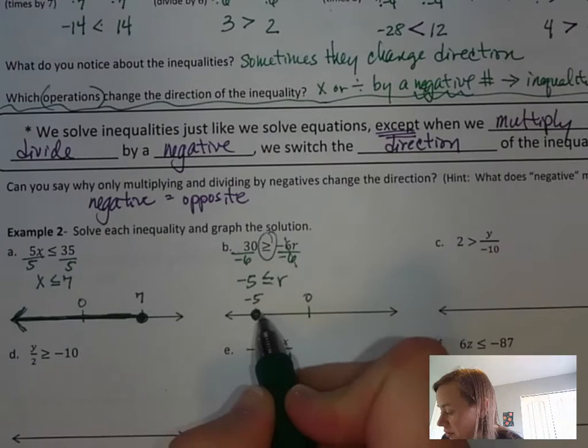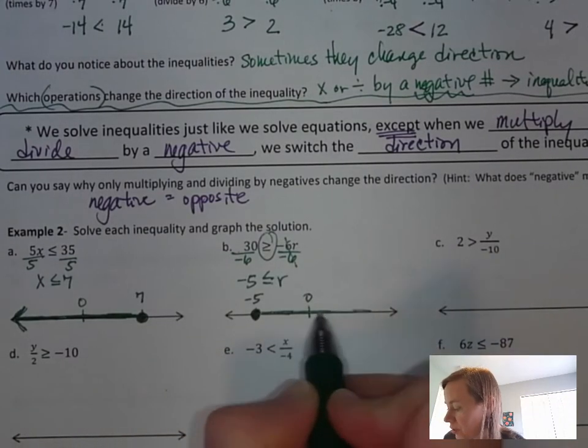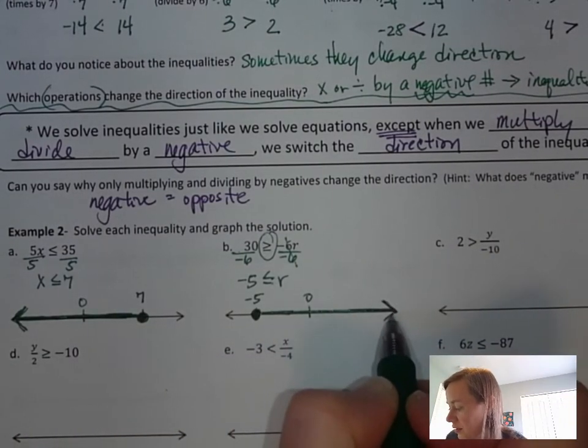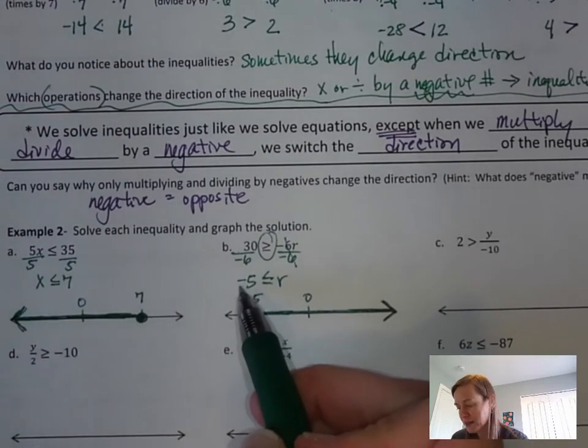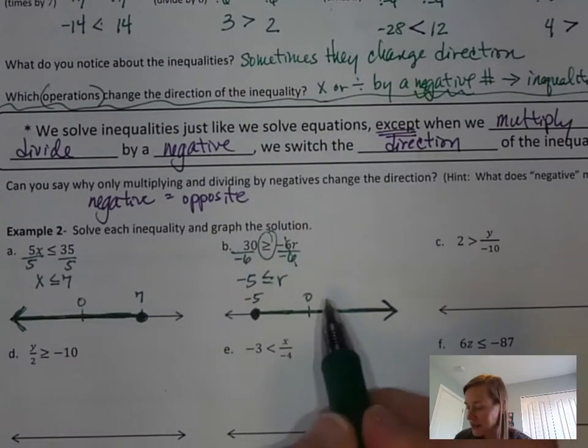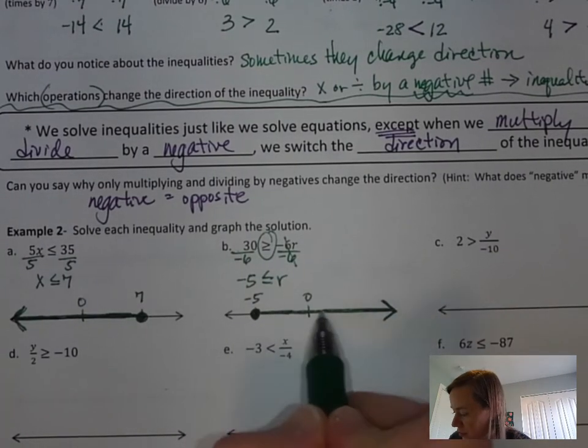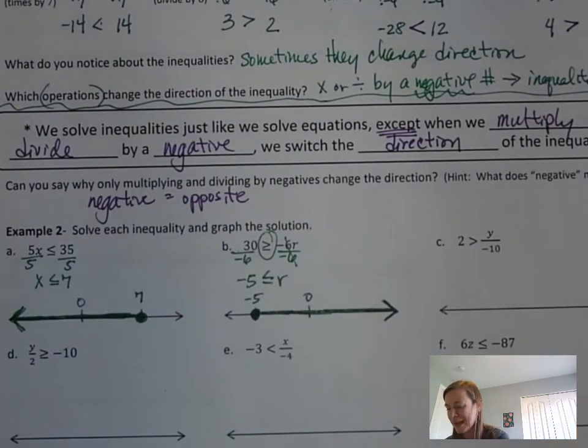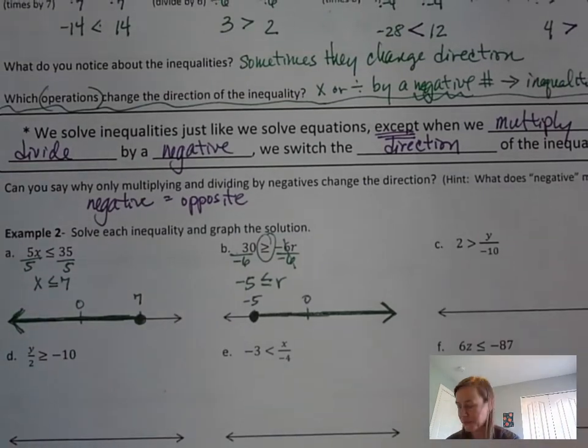So where do the bigger numbers live? They live to the right, and we're going to draw our answer to the right. If you'd rather say negative 5 is smaller than the answers and think of it that way, you can, as long as that's working out for you logically and the arrows go in the right way. Okay, now that one's done. Let's go on to C.